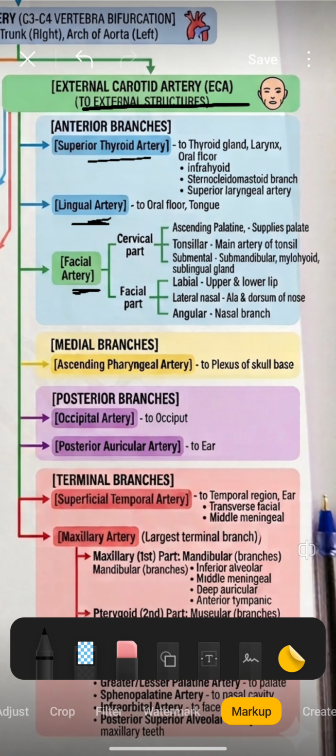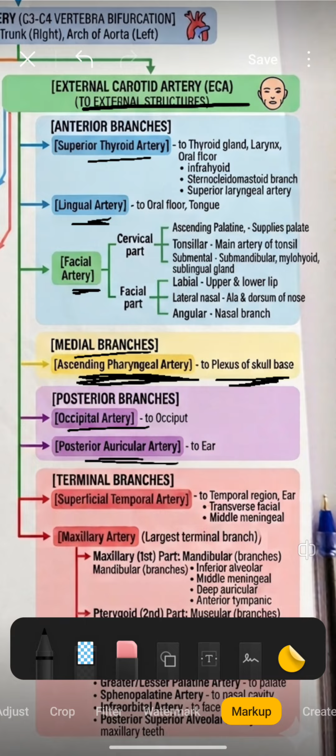Next is the medial branch. Which is the medial branch? One and only branch is the ascending pharyngeal artery, to the plexus of the skull base. Clear? Next is the posterior branch. The posterior branches are only two: the occipital artery to the occiput, and the posterior auricular artery to the ear. Clear?